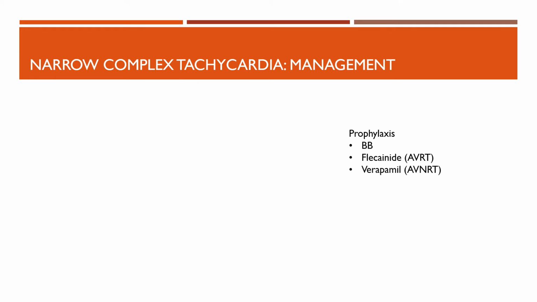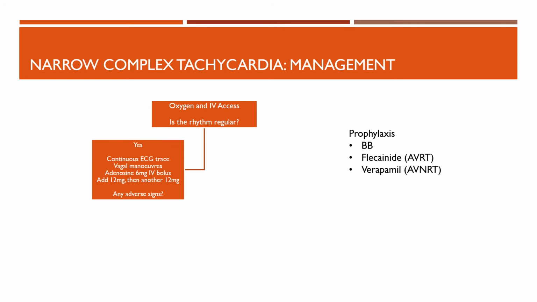So in terms of managing the narrow complex tachycardia, as with any A2E assessment, we will consider if oxygen is needed and establish IV access. It's then important to decide, is the rhythm regular or not? So if it is, then we can give vagal manoeuvres or adenosine, 6 milligrams. It's really important to have a continuous ECG trace so that we can assess any abnormalities, if it's worsening, etc. If the rhythm isn't regular, then we're going to treat it as AF.